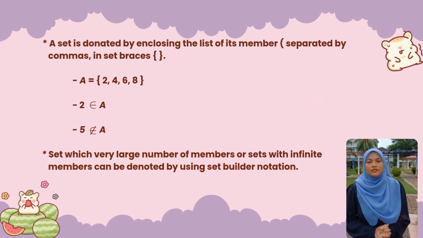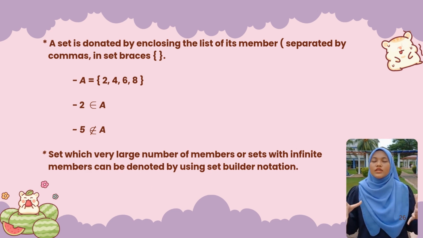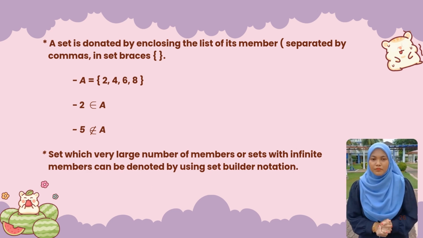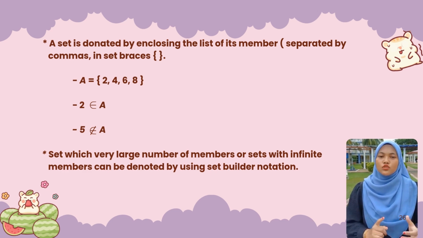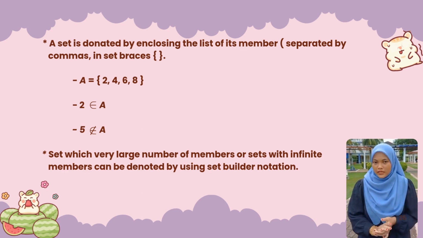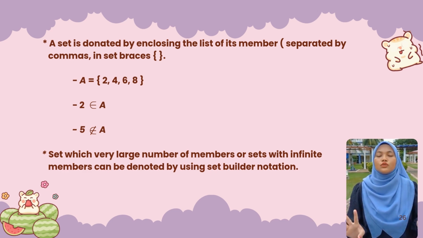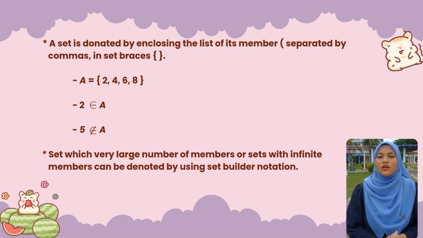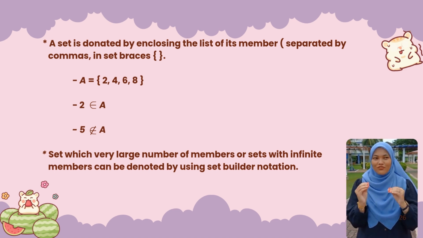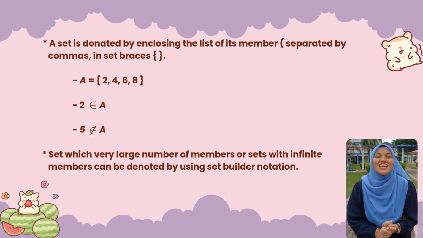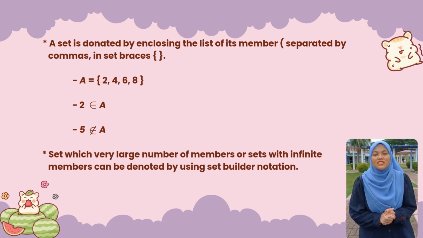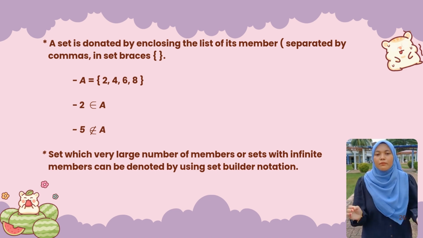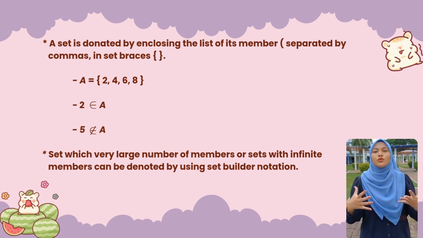A set is denoted by enclosing the list of its members separated by commas in set brackets. For example, A is 2, 4, 6 and 8. Then 2 is an element of A and 5 is not an element of A because in set A we don't have number 5. Next, a set with a very large number of members or infinite members can be denoted by using set builder notation.